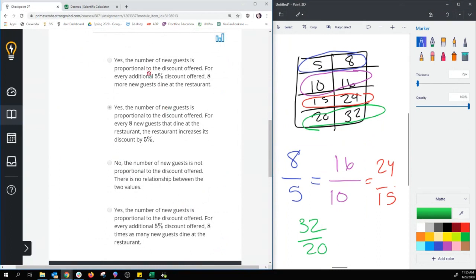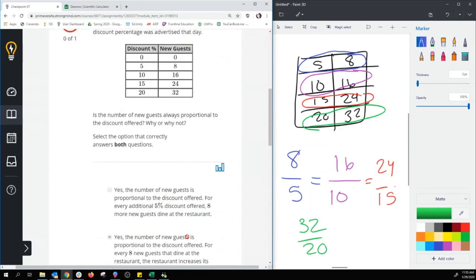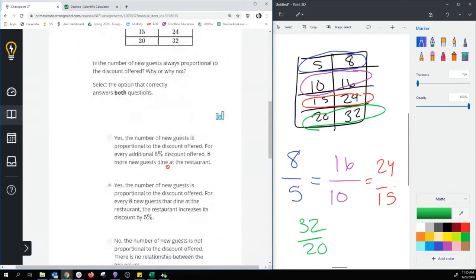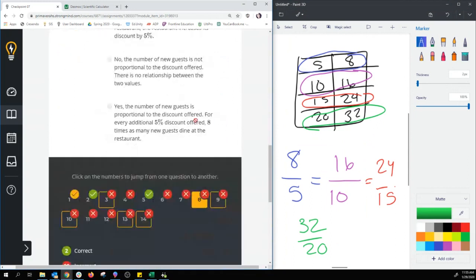So the very top one here says that the number of new guests is proportional to the discount offered. For every additional 5% discount offered, 8 more customers dine in at a restaurant. This bottom one says that the number of guests is proportional to the discount offered. For every additional 5% offered, 8 times as many new customers dine in at the restaurant.